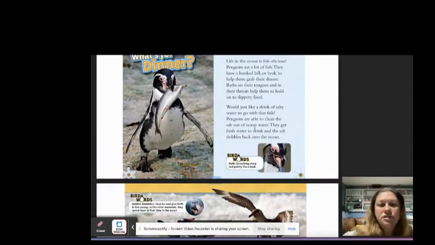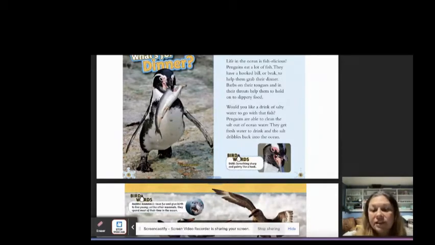What's for dinner? So here we have a penguin with a fish in his mouth. I'm thinking the author is going to tell me that they eat fish. So let's read on and let's see. Life in the ocean is fishalicious. Penguins eat lots of fish. Well, there you have it. And then he goes further and says they have a hooked bill or beak to help them grab their dinner, and barbs on their tongues and in their throats help them to hold on to slippery food.